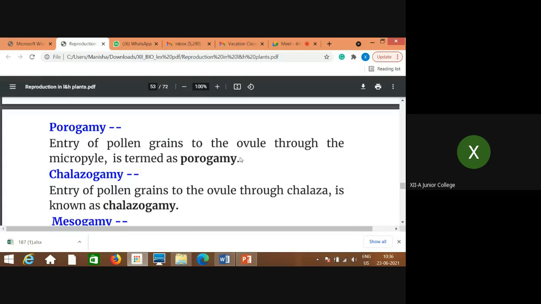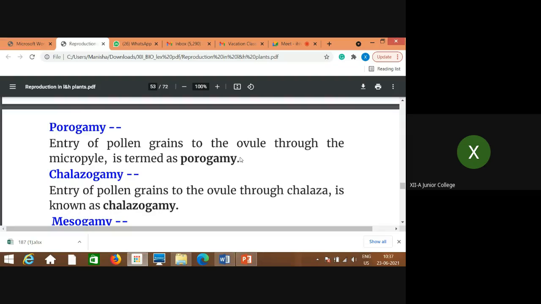Now, the second terminology is porogamy. Pore means small opening, right? The entry of the pollen tube to the ovule is through the micropyle. If you remember the structure of the angiospermic ovule, the inverted ovule, you can observe that a small opening is present where the integuments are not fused. That opening is called the micropyle. So the entry of the pollen tube through the micropyle is what is called porogamy.